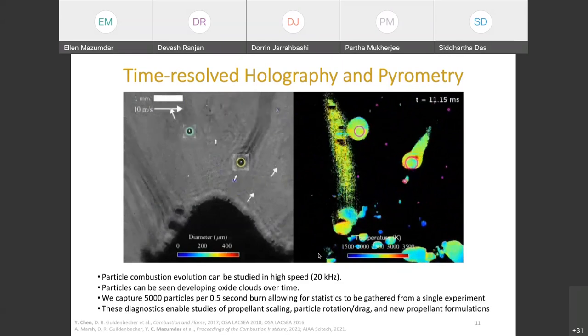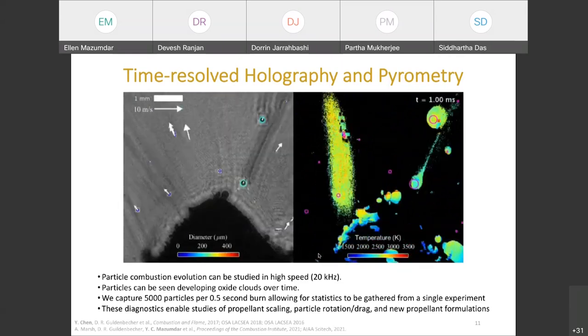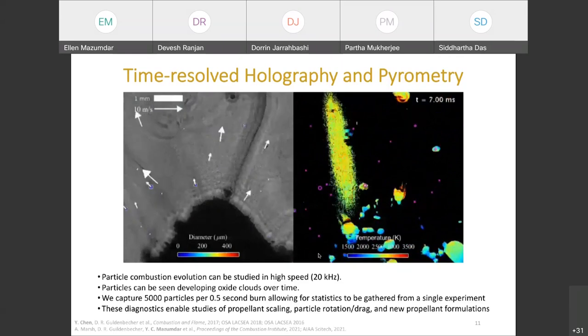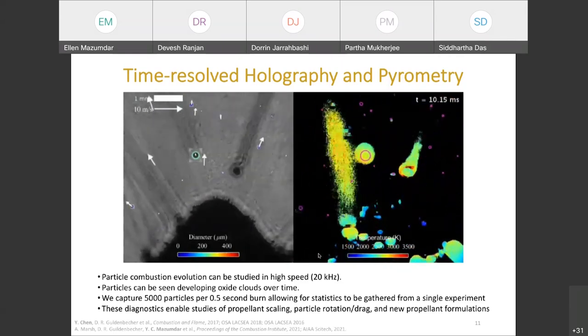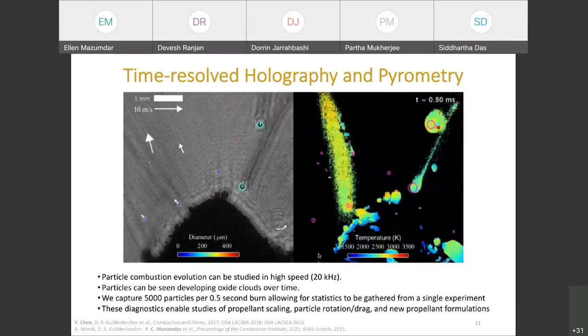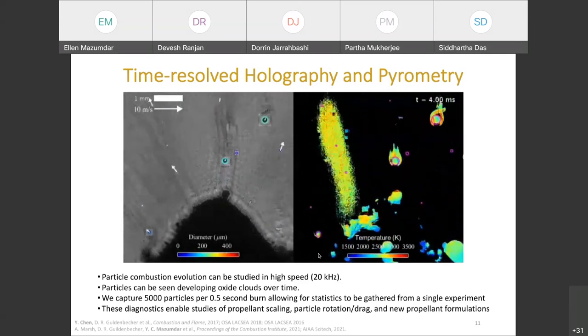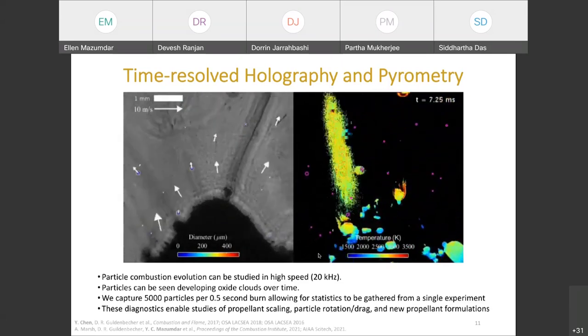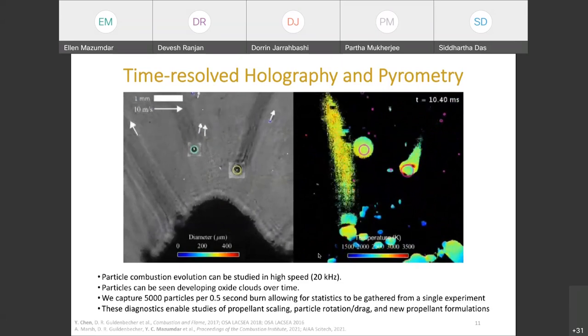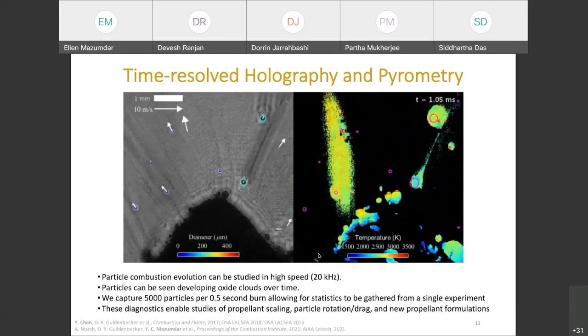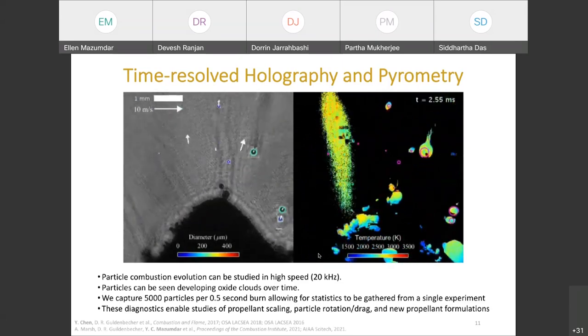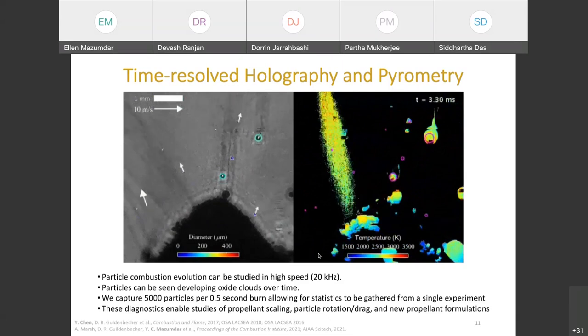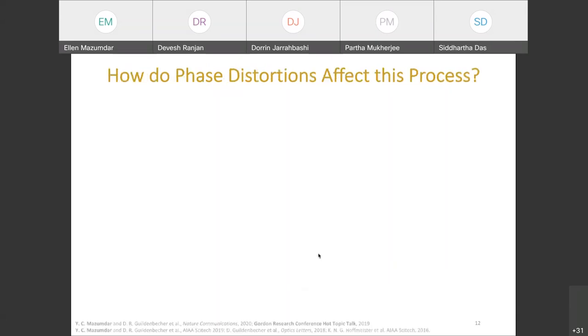And these diagnostics are pretty cool. They have other types of studies on propellant scaling, some of the things that my students have done, particle drag, rotation, and studying new propellant formulations. I will say that solid rocket propellants are really fun to work with, but in a relative sense they're actually quite easy. There are much more complex systems that burn a lot faster, that are harder to do diagnostics in.